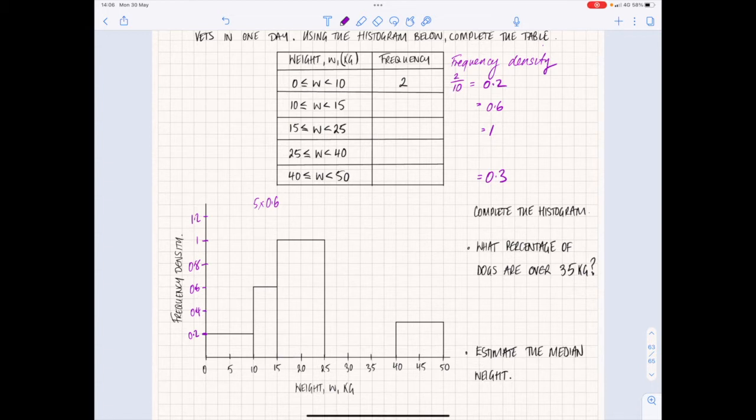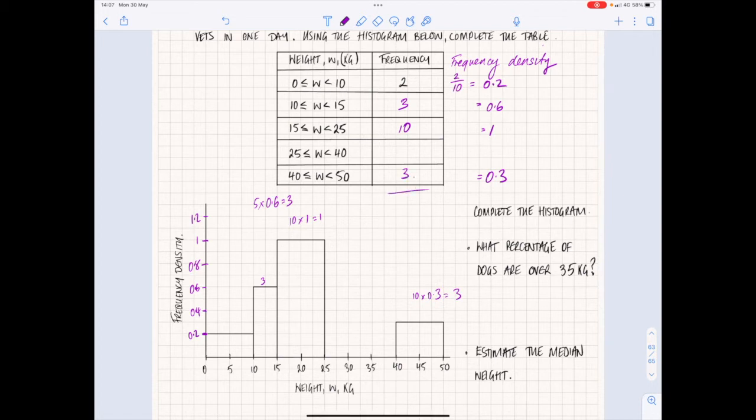So you're doing 5 times 0.6, and that will give you the area. And remember what we said. If we find the area of the bar, it gives us the total frequency. So there are actually 3 dogs in that bar. The next one has a difference of 10, and 1 is the height. So 10 times 1 is 10. So therefore 15 to 25 is a frequency of 10. I'm missing the next one, so I can't work anything out there. And then the last one, again, 40 to 50 is a difference of 10, and the height is 0.3. So times 0.3 is 3.